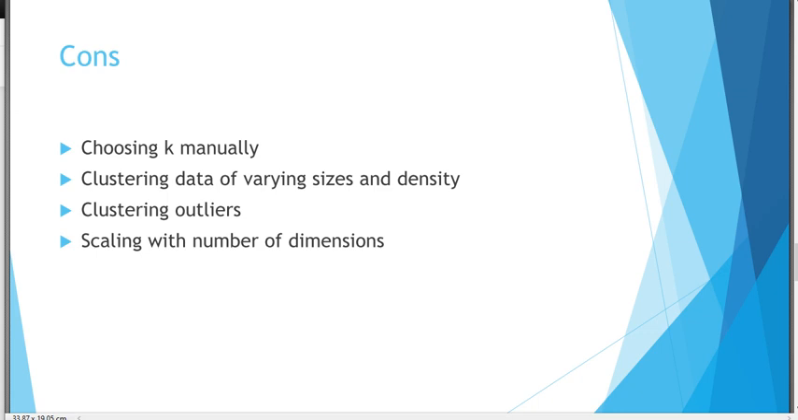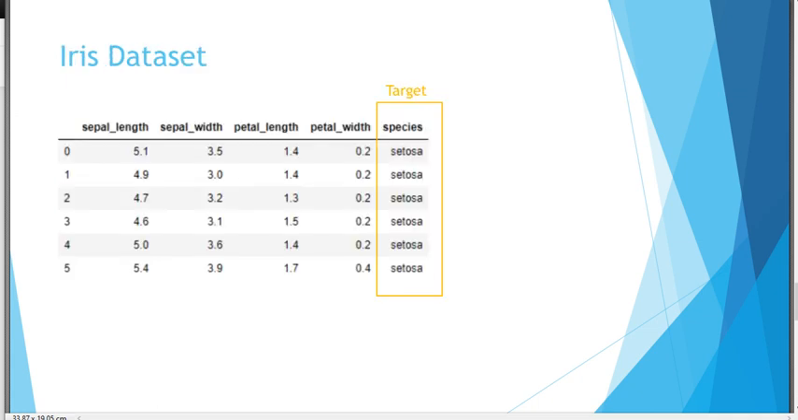Choosing k manually is a big con, this is for sure, especially for unlabeled data. Other cons are clustering data of varying sizes and density, clustering outliers, which you're going to see later on, and scaling the number of dimensions. Today we are using the iris dataset, where we're going to use only the petal length and petal width. The sepal length and sepal width we will vanish today to just plot everything nicely. And we're going to predict what kind of type the flower is.